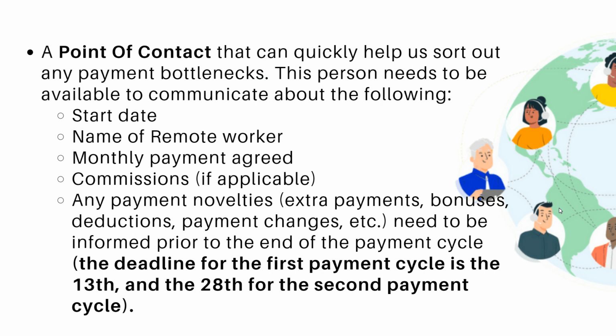For this, we will have a deadline. As mentioned, we pay on the 15th and the 30th, which means that for the first payment cycle, which is the one paid on the 15th, you will have until the 13th to let me know any payment novelties. And for the one paid on the 30th, which is the second payment cycle, you will have until the 28th.